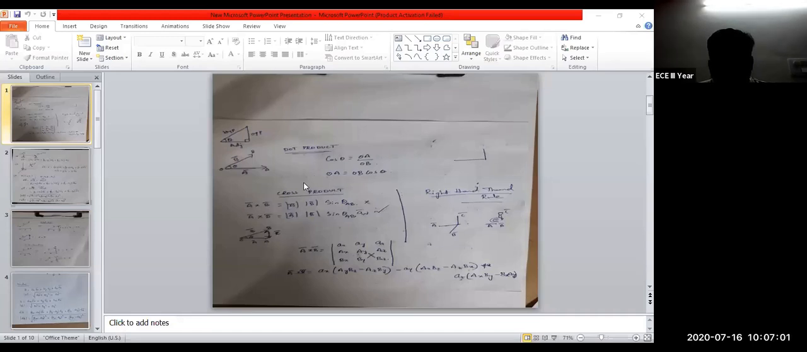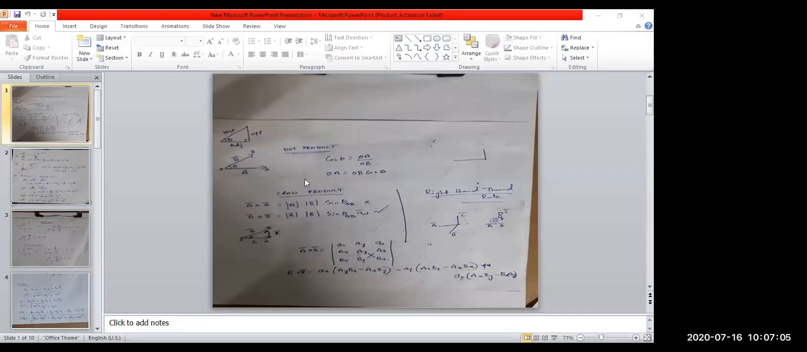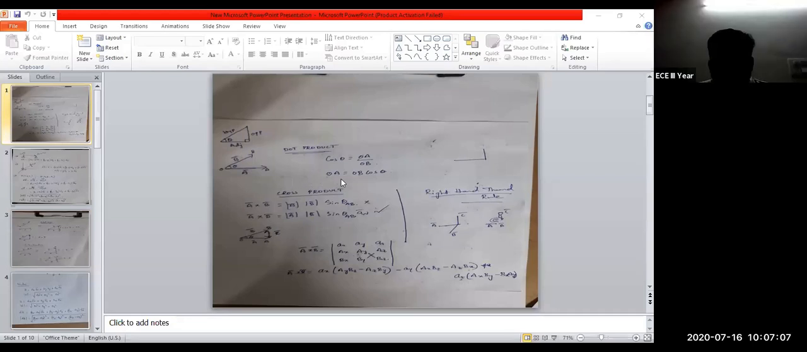Are you able to see the cursor? Yes, sir. So A bar dot B bar is equal to mod A bar mod B bar cos theta, or OA bar dot OB bar is equal to mod OA bar mod OB bar cos theta. Right. So do you accept that A bar dot B bar is equal to mod A mod B cos theta, and A bar cross B bar is equal to mod A mod B sin theta?